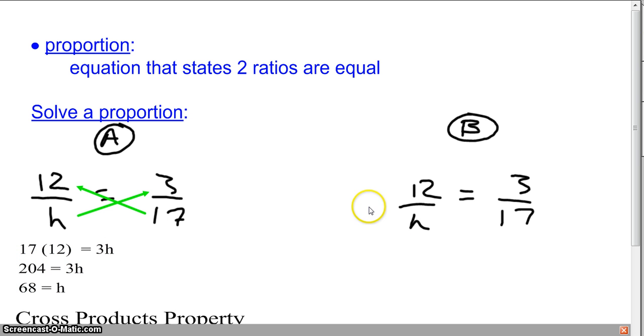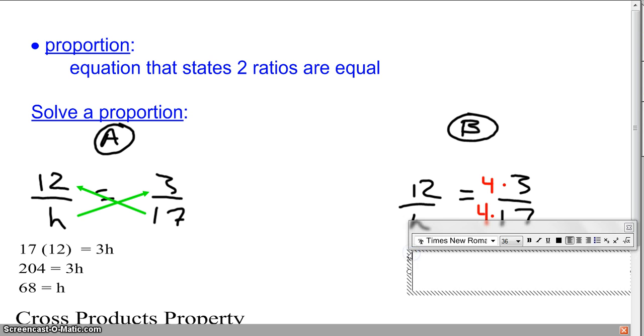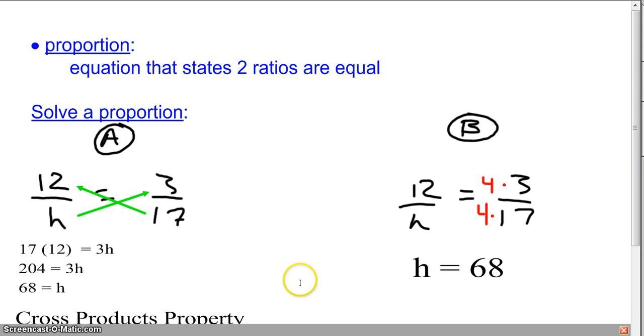Very good. Okay, so what's another way we could solve this proportion without using cross products property? Well, what would we have to do to get from 3 to 12? And if you said multiply by 4, good job. So if we can multiply the numerator by 4 to get to the other numerator, we would do the same with the denominator. And guess what? 17 times 4 equals 68, the very number that we had using our cross products property.